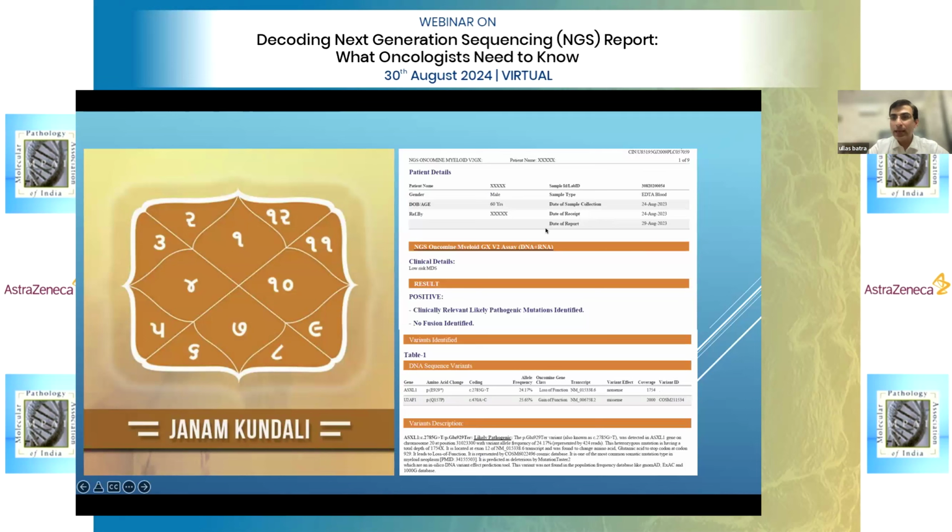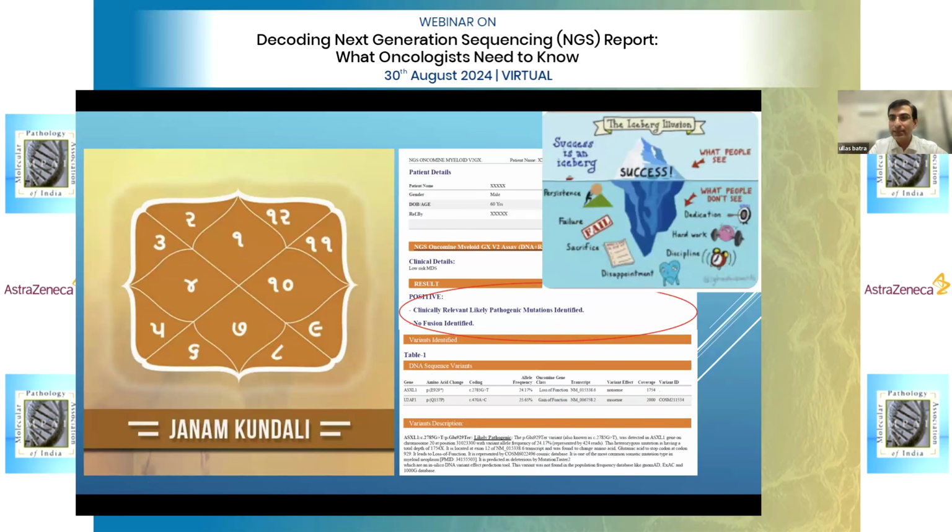The moment I get the report, this is exactly what I look at, whether the result is positive or negative. And I don't actually look at all these things, the clinical details, variants, DNA sequence, RNA sequence. But to me, after having gone through all these things, the one thing which I have circled here is just the tip of the iceberg. Any success story requires a lot of backside work, the bench to bedside, the work which happens behind the scenes.